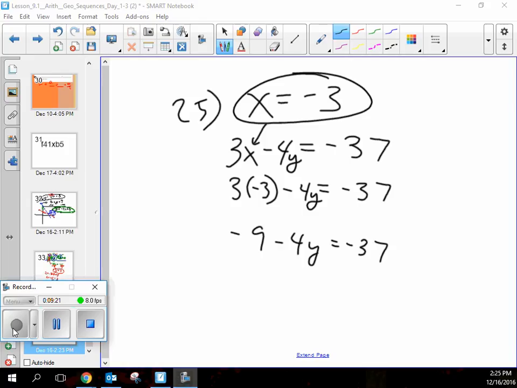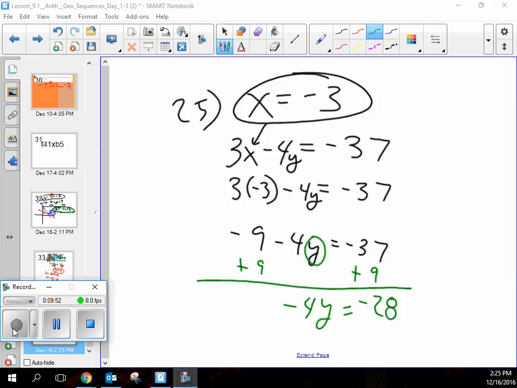Okay. If we're trying to get the y alone, I got to get rid of the -9 and the -4. Which one should be first? You think you're good at these. What do you think we should do first? Add 9 is correct. Excellent. -4y equals negative, ooh, that one's tough. -28. Yep. Cool. Finish it off.